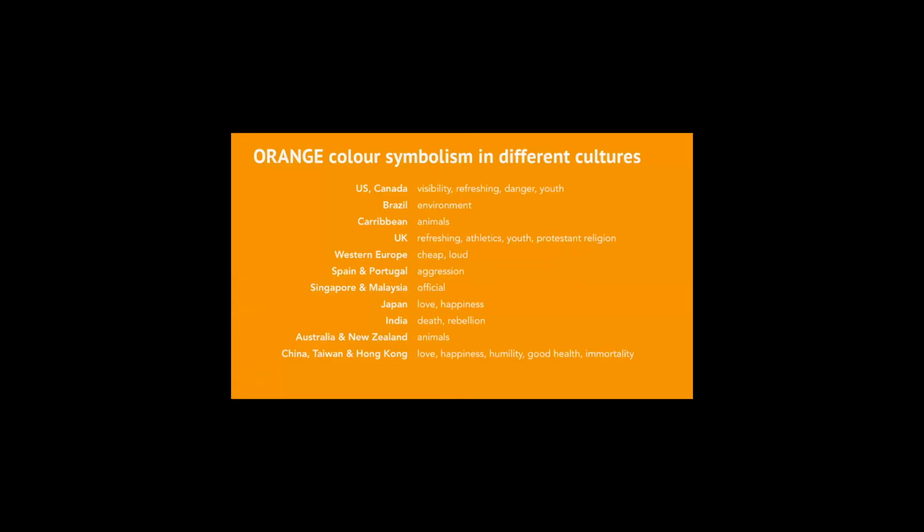There's less variance in orange, for example, but we can see some big differences. Like in India, it's related with death or rebellion, while in China or Japan it is related with love and happiness. So when you have an audience from these countries, we should consider this.